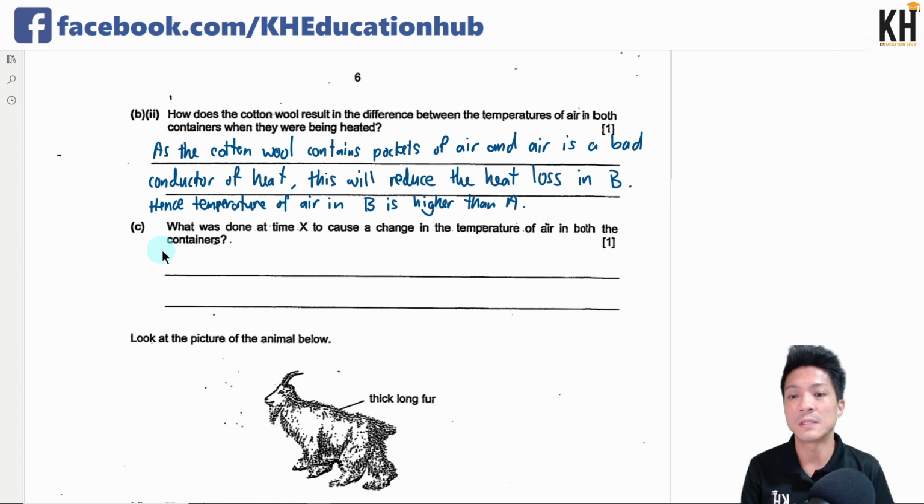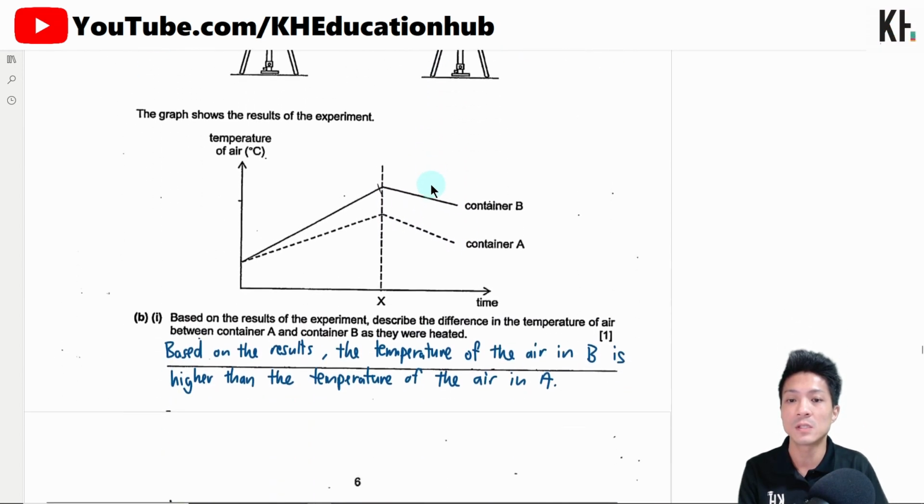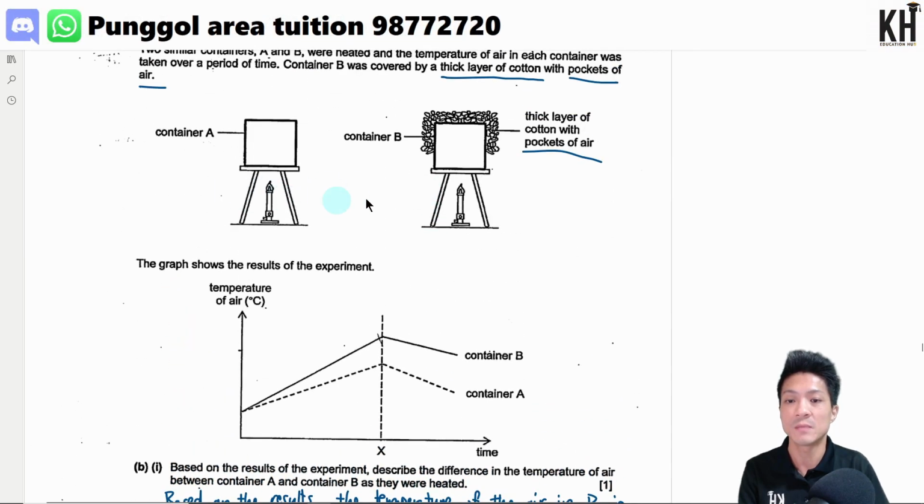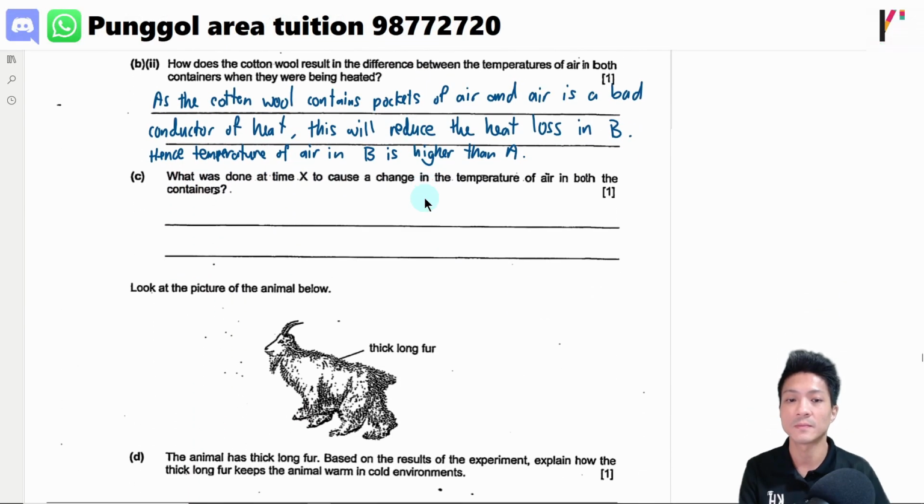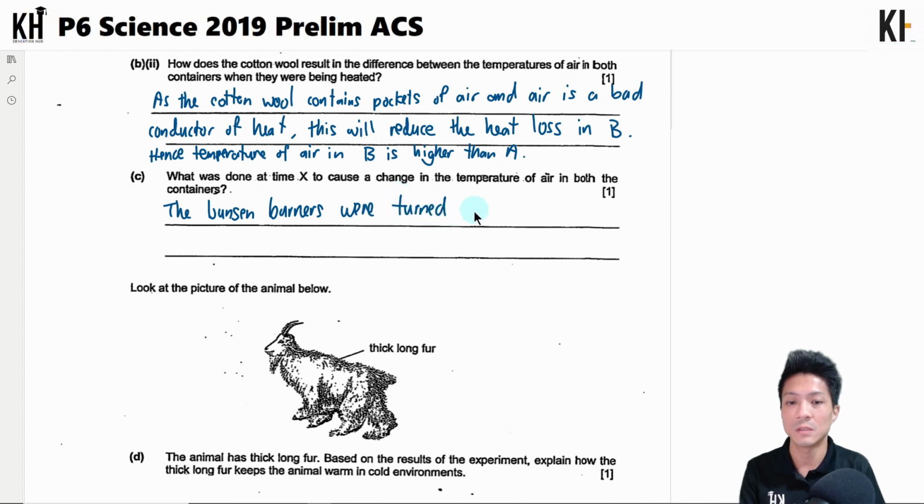Okay, part C, what was done at time X to cause a change in the temperature of air in both the containers? So we can see that at time X, the temperature of both the containers will start to decrease. So in this case, it's probably due to the Bunsen burner being switched off. The Bunsen burners were turned off.